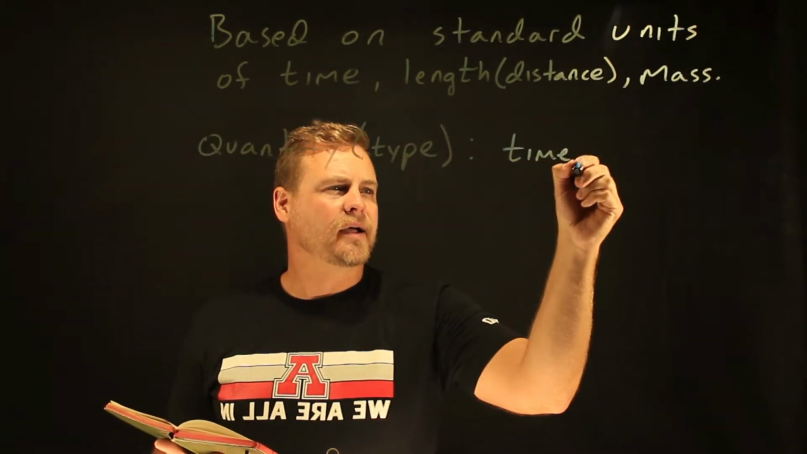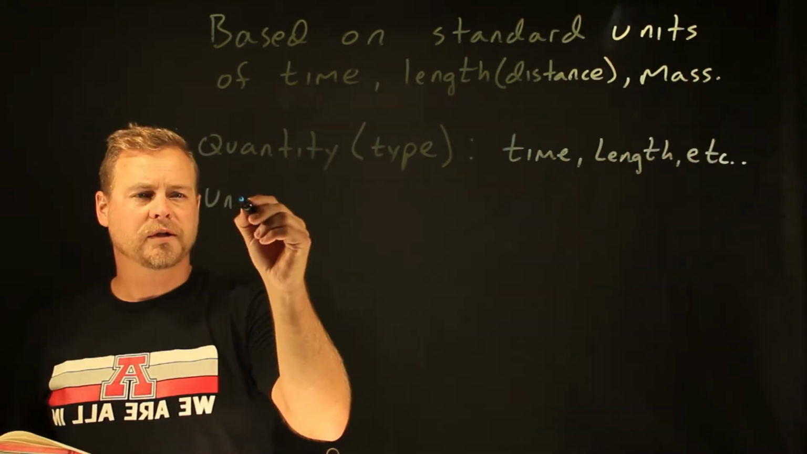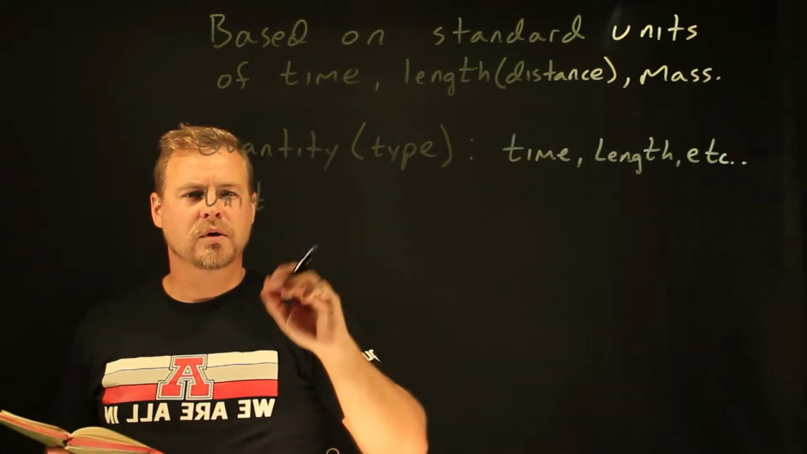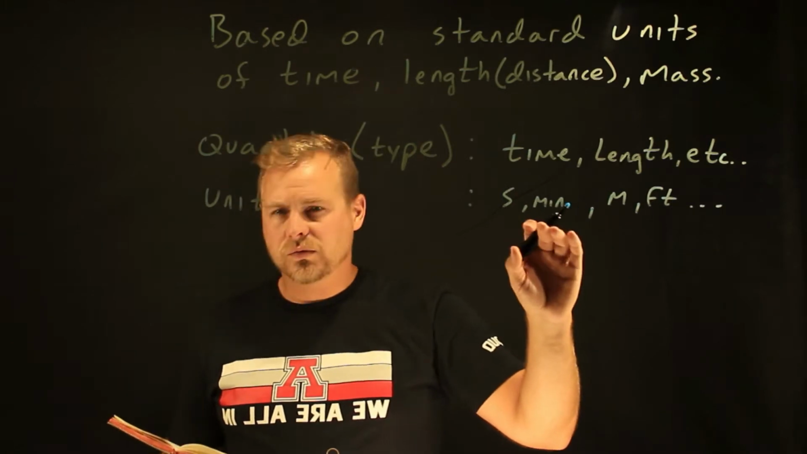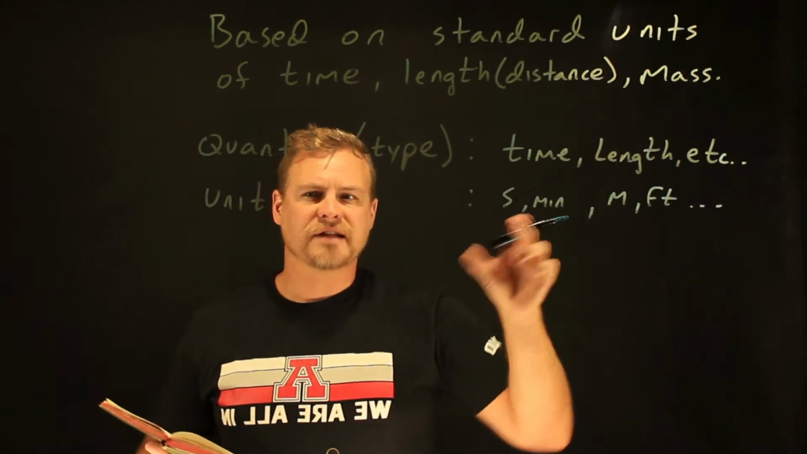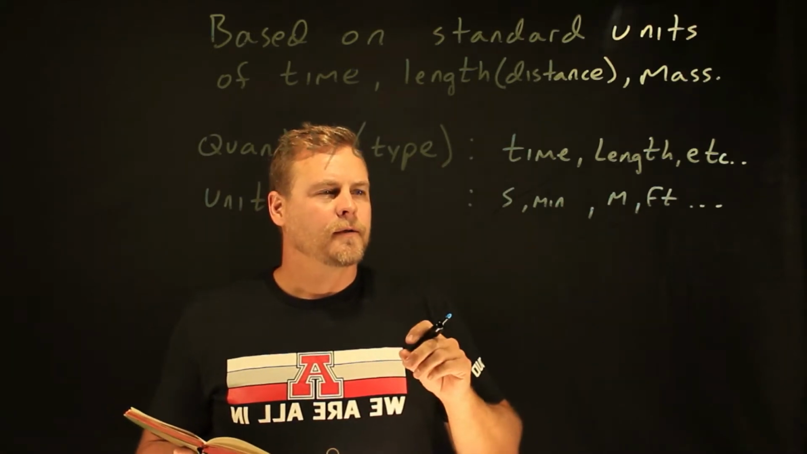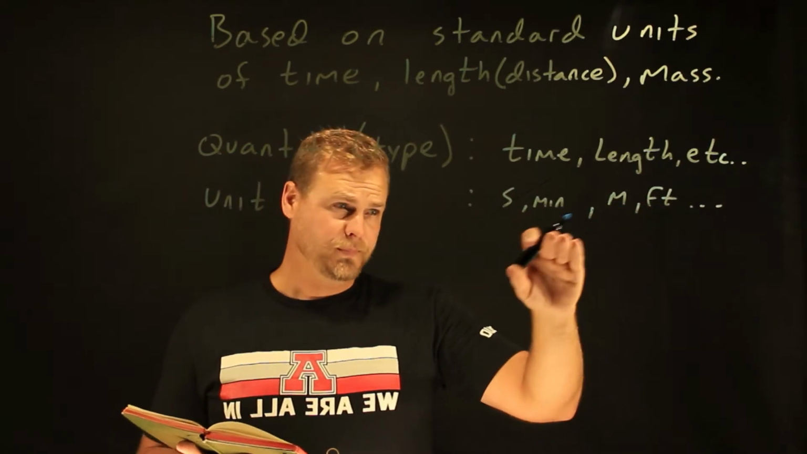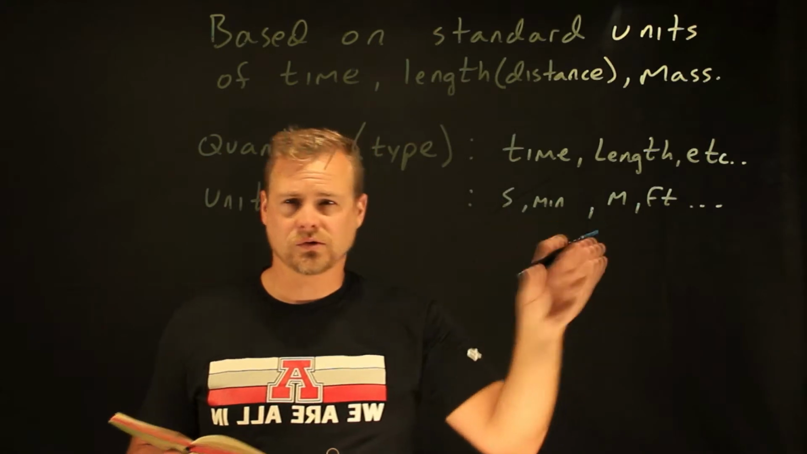So time, length, etc. Unit. This is the thing that you're measuring time in. So the unit that we're talking about, that is the actual thing that you're measuring. It's usually a standard unit, the SI units, and there's different variations of that, and there's some prefixes that go along with it. So your kilometer, your gram, your milligram, those types of things, those are all units.